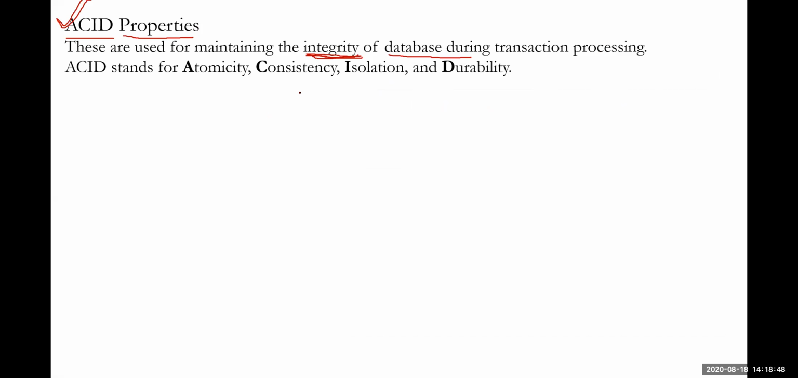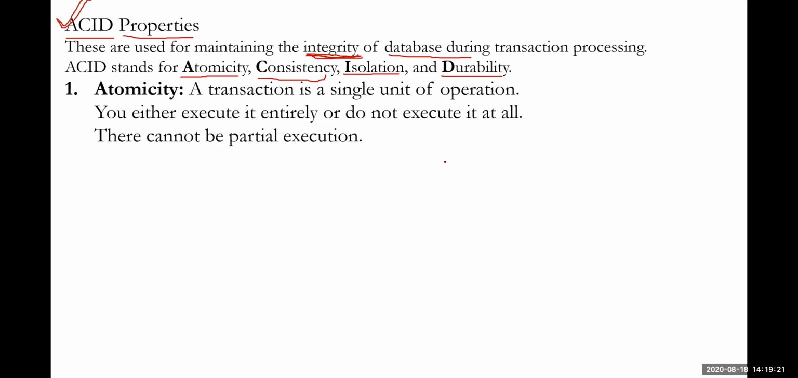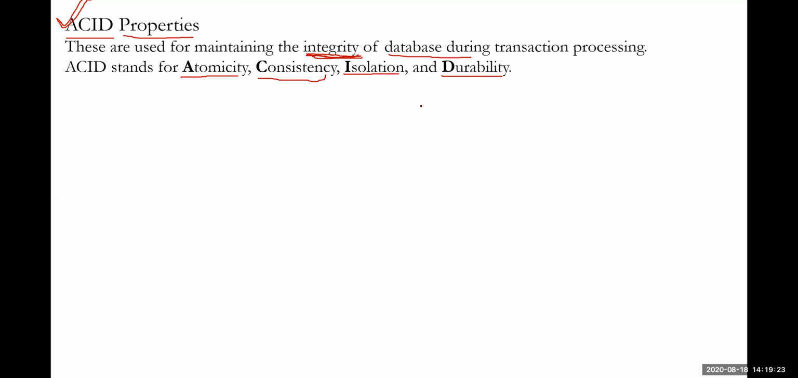And the name has emerged something like this: atomicity, the first character A, and the second character, consistency, and then isolation, and then durability. Let us go into detail about each and every point here. What do you mean by atomicity? What do you mean by consistency? What do you mean by durability here?